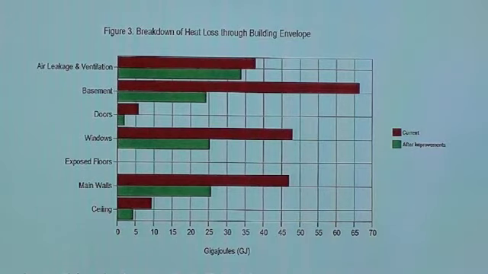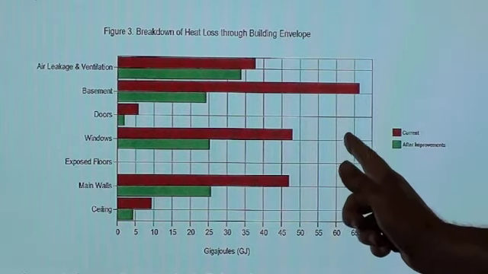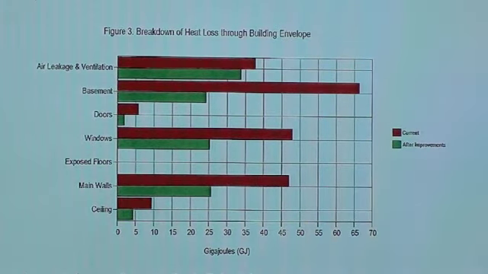So you can see the different components in the house and how much energy we're losing through each of those. And so the longer this bar is, those are the things you should focus on first, because that's where most of the energy is going.